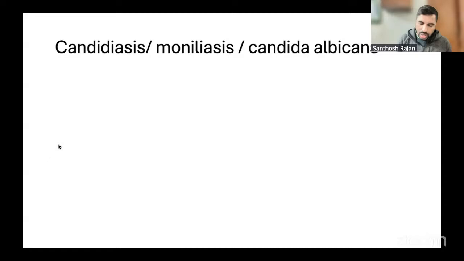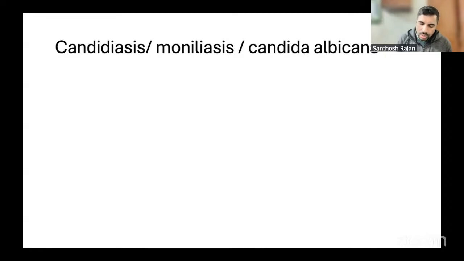Then when we talk about the culture, we can culture it in different agars. SDA, Sabouraud dextrose agar, we can culture. We can culture in chrome agar and cornmeal agar. These are the common things you should mention in diagnosis of Candida.